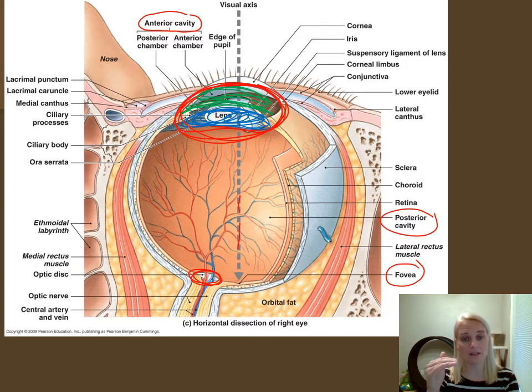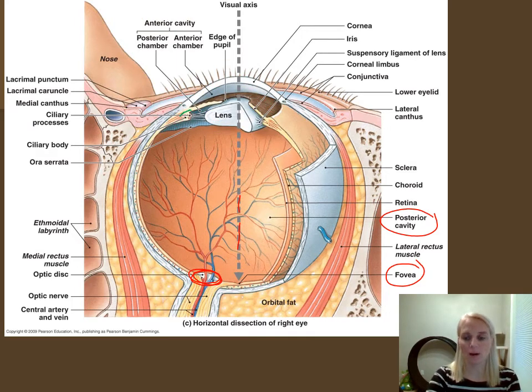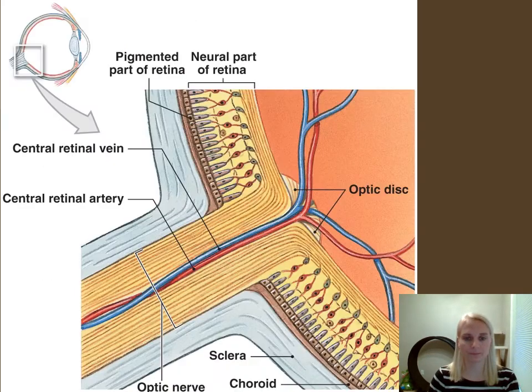It's the lens that is, or sorry, the lens separates anterior cavity from posterior cavity. It is the iris that separates anterior chamber from posterior chamber within the anterior cavity. Okay? All right, let's see what's next.